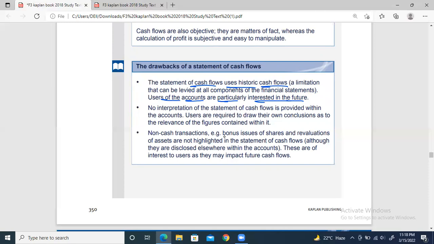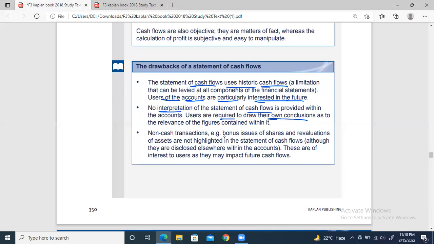So this cash flow considers only historic cash flows, because again, we make the cash flows on the basis of the last 12 months. So there is no interpretation of the cash flows. Yes, so this is one drawback. Users are required to draw their own conclusions. We studied interpretation chapters as well, but unfortunately there are no ratios for this cash flow that we can use. We just have to assess from our own knowledge, right?